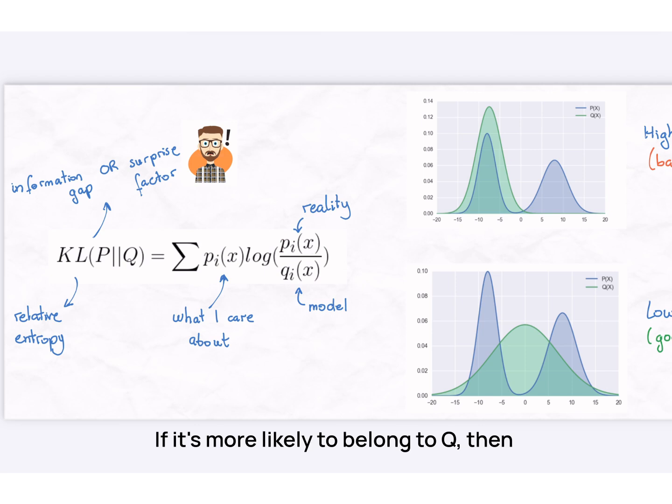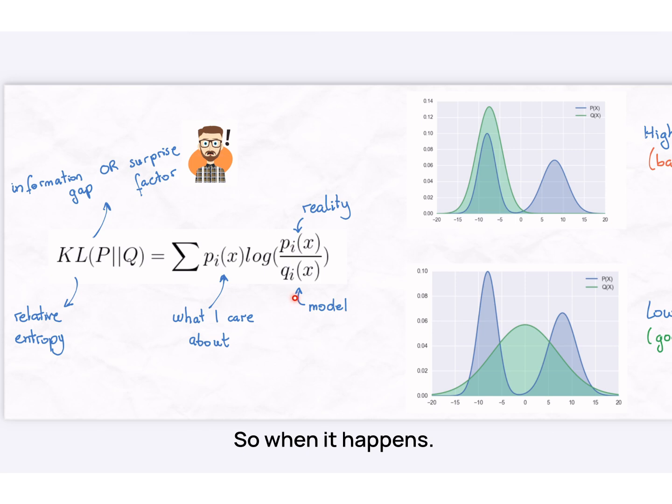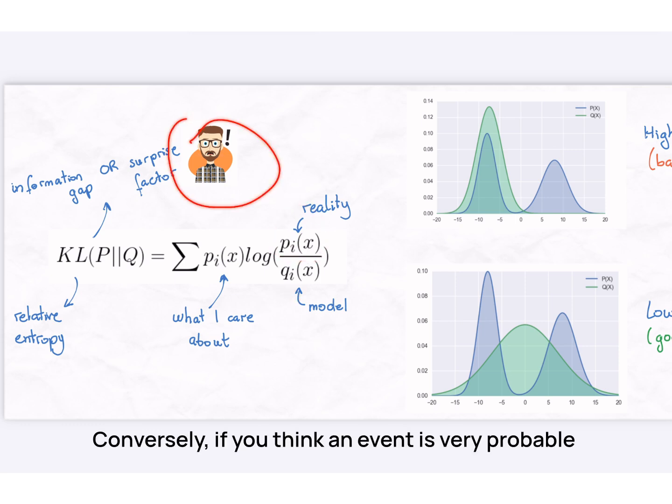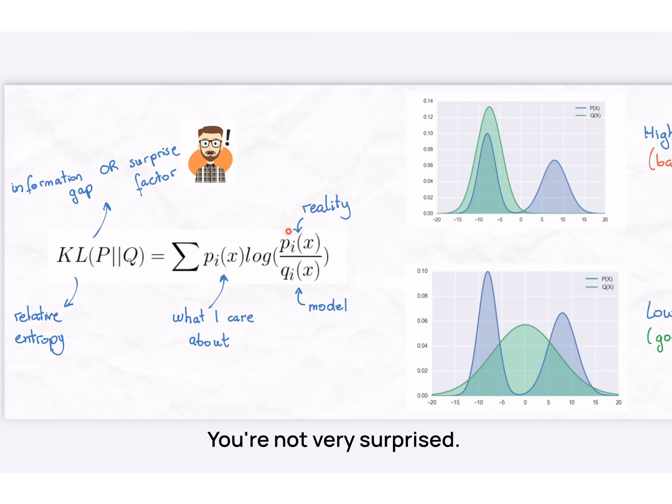If it's more likely to belong to Q, then this ratio is going to be less than 1. So here's an example. Suppose an event is actually quite likely to happen in reality, but unlikely to happen in the model. So when it happens, you're very surprised because you weren't expecting it. Conversely, if you think an event is very probable in Q, but it's actually rare, it didn't happen in reality, you're not very surprised.